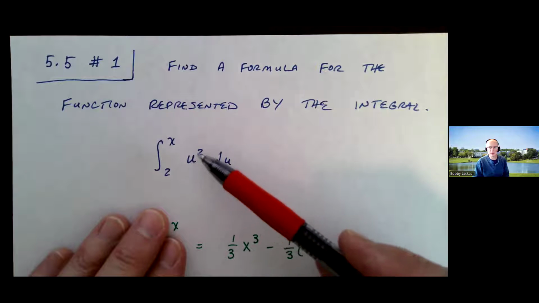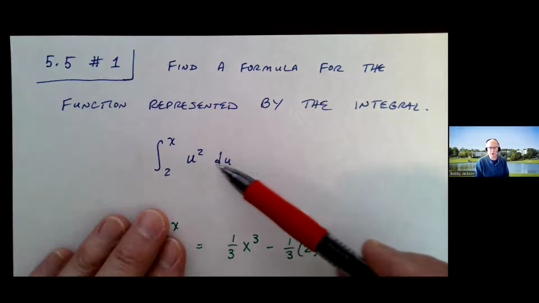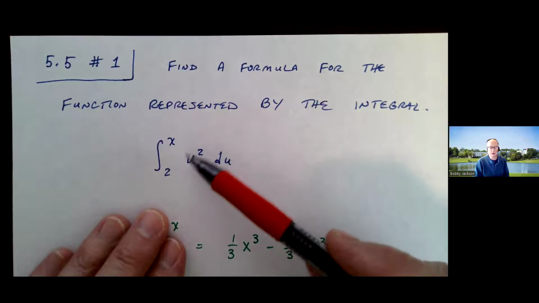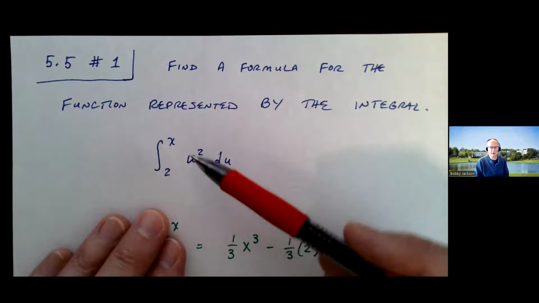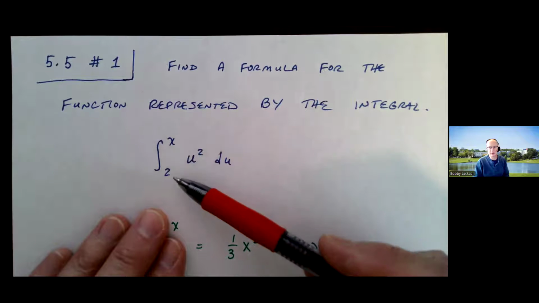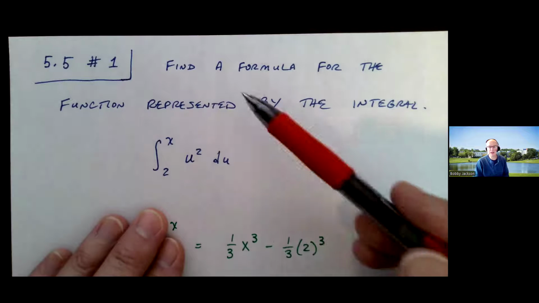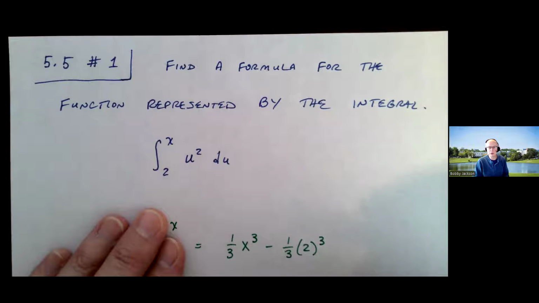So notice we're integrating the function u squared. Notice the variable of integration is u. So we're just going to use fundamental theorem of calculus part 1. And we're going to find the antiderivative, plug in the upper limit. Notice the upper limit is x, lower limit of 2, and we're going to subtract. We're going to end up with a function of x, right? And that's the formula that they're wanting you to express.